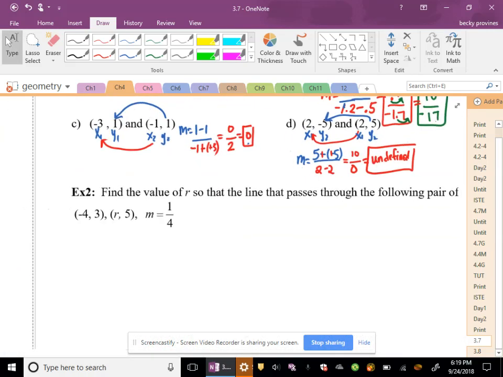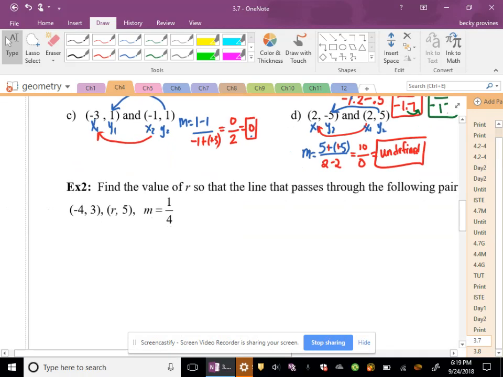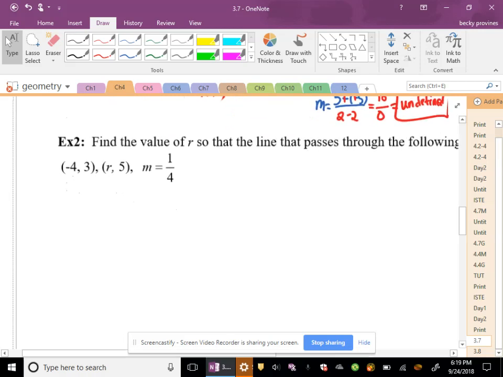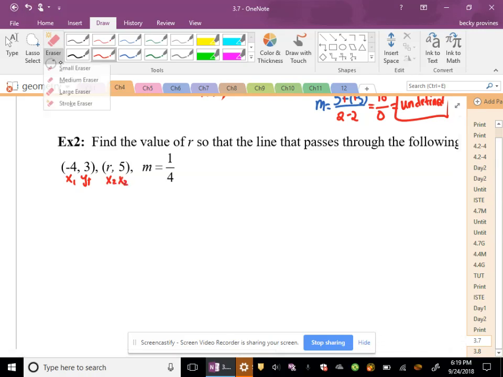Okay, so what we're going to do now, I'm going to give you an equation and I'm going to give you the slope. And what you have to do is find the missing variable. And this is not as hard as it may seem. So we're going to start out the same way as the last problems. And notice I'm labeling x1, y1, x2, y2. And apparently I can't talk and write at the same time. Okay, so I have it labeled correctly now. Let's subtract the y values. So 5 minus 3.